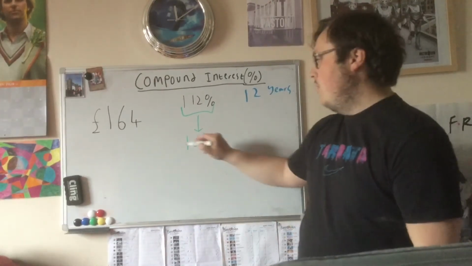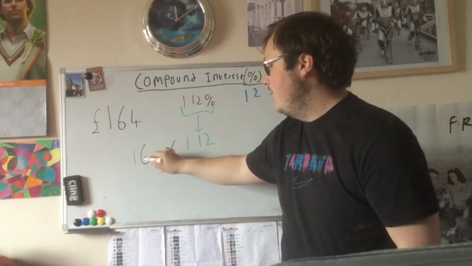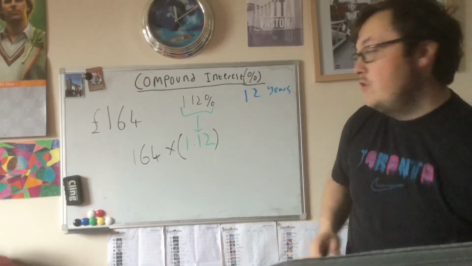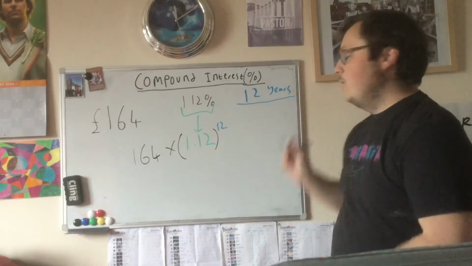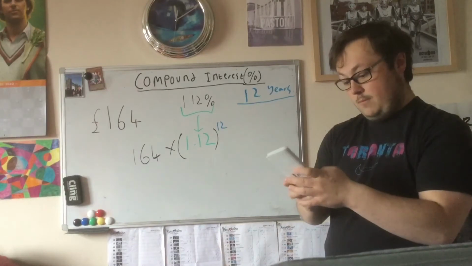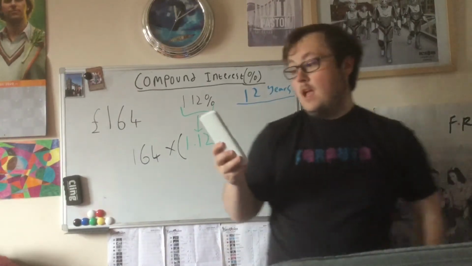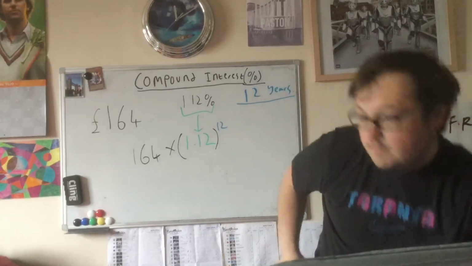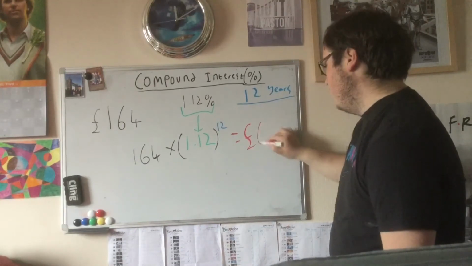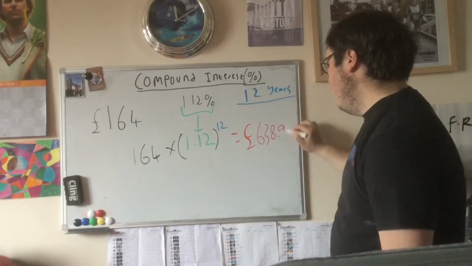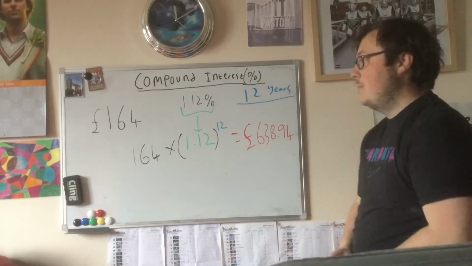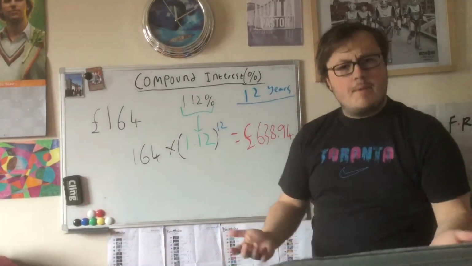And now we're multiplying that 1.12 by 164, but it will be to the power of 12 because there's 12 years. So we enter that in our calculators, 164 times 1.12 in brackets to the power of 12, and you will get to 2 decimal places, £638 and 94 pence. And that's all you have to do in problems like this. It's really simple when you think about it.